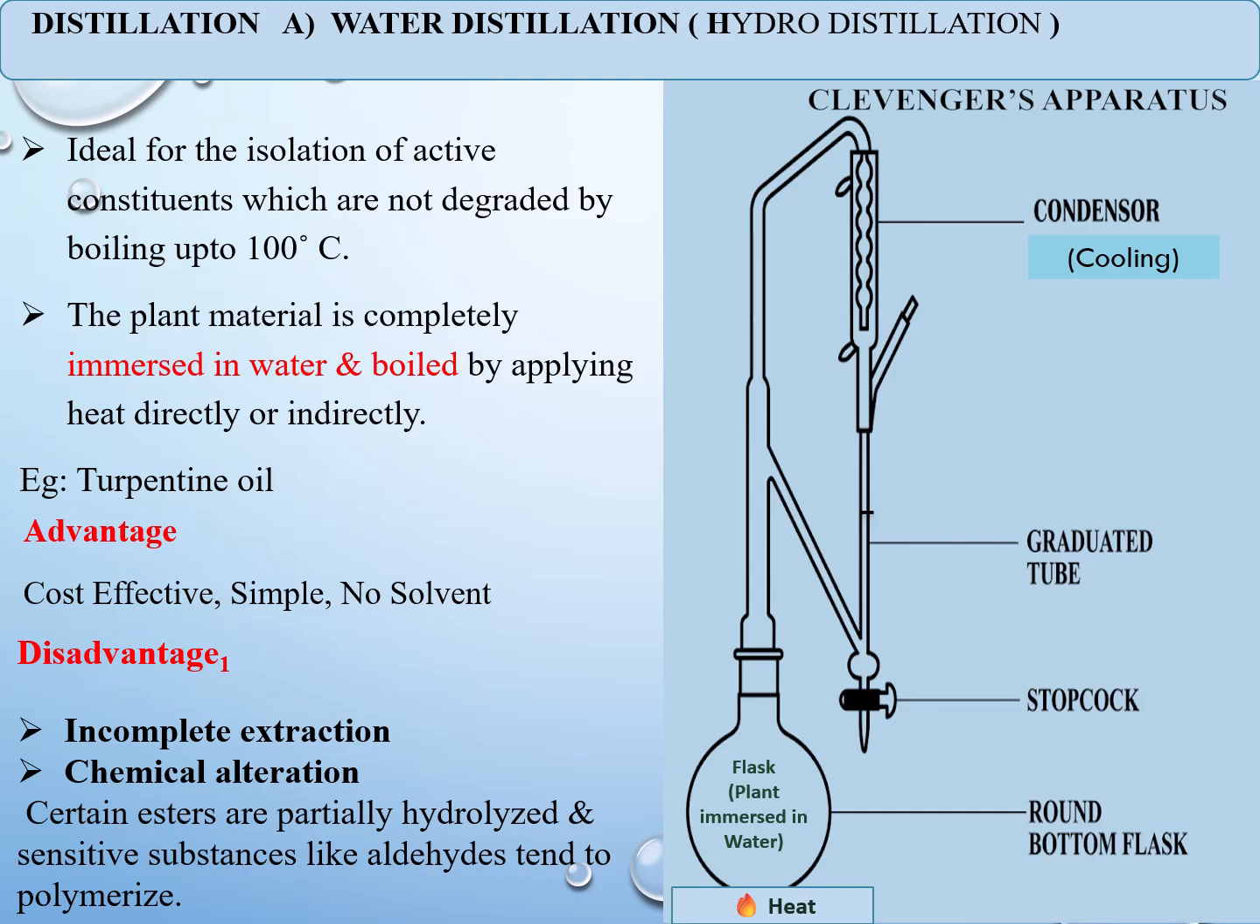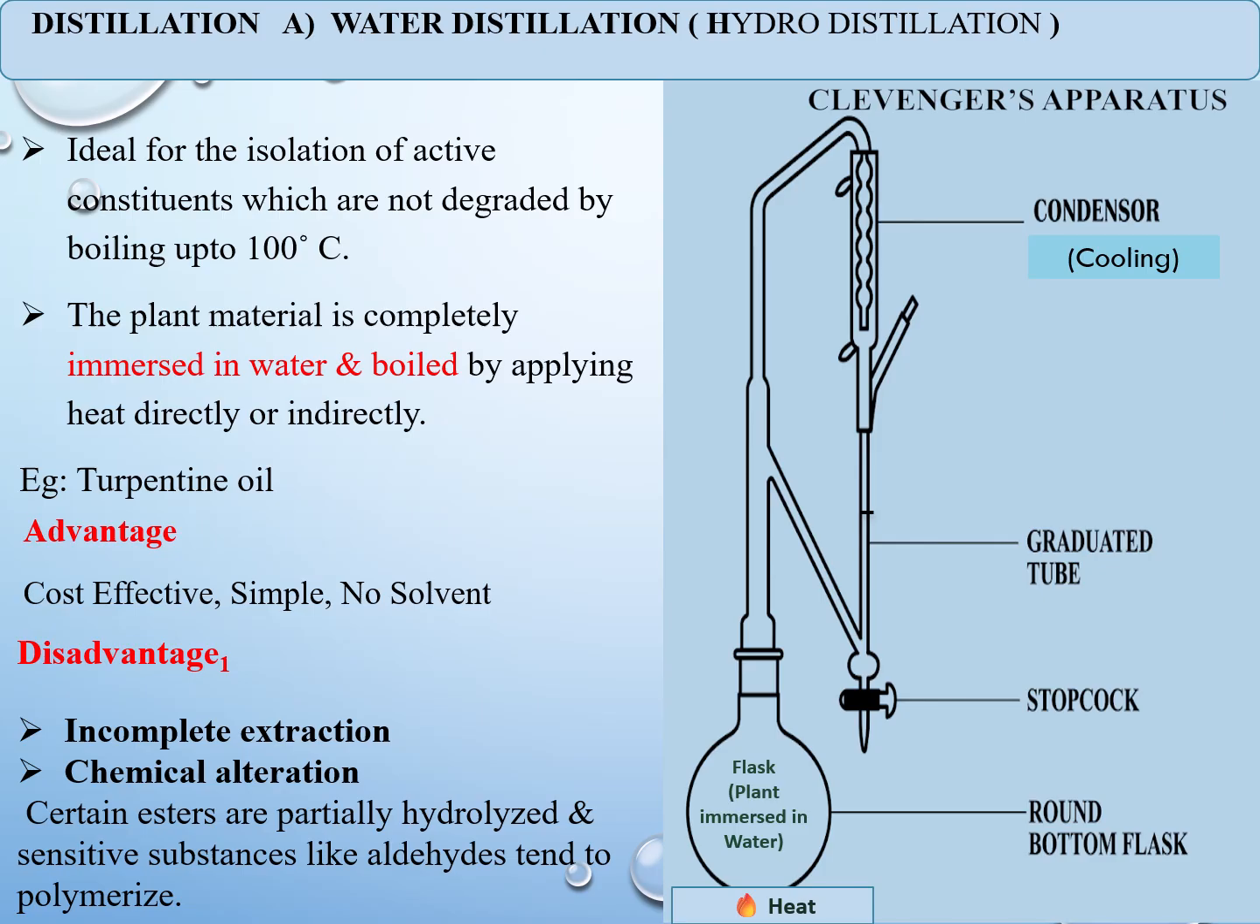The most common method used for the isolation of volatile oil from the plant parts is the distillation method. So what is distillation? Distillation is the process of conversion of the water molecule into a vapor form, which in turn condenses to form the water back. So this process is known as distillation. And under distillation, there are three different methods: first one, water distillation, then water and steam distillation, then steam distillation.